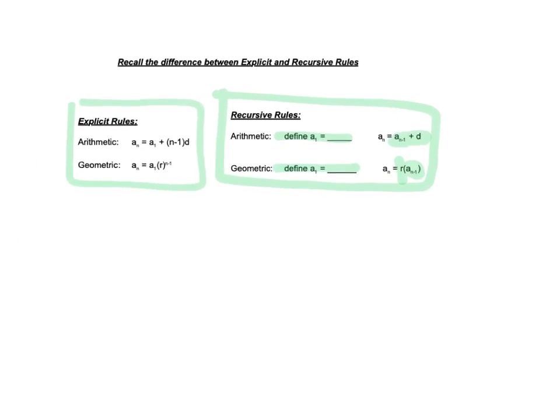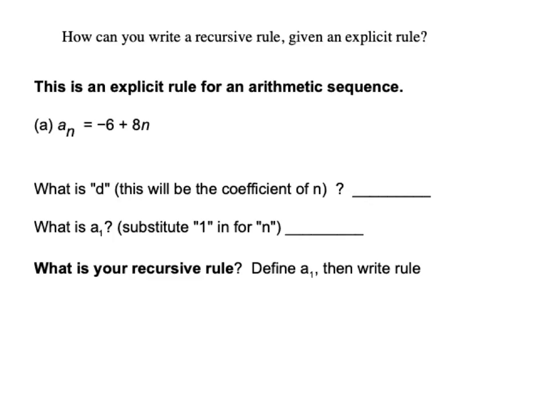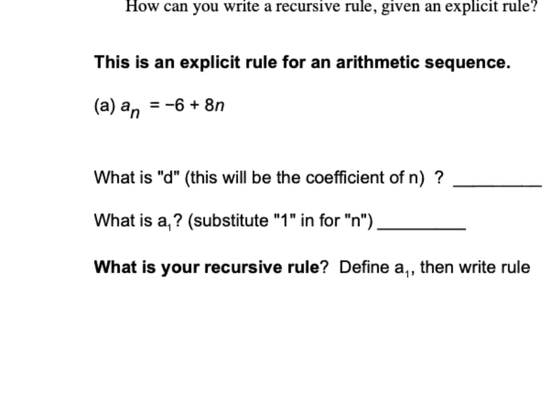So what we're going to work on is going between these 2 rules, going from explicit rule to recursive rule, and from a recursive rule to an explicit rule. So knowing these formulas is going to be very, very helpful. Okay, so I give you an explicit rule: a sub n equals negative 6 plus 8n, and we are going to write a recursive rule. Remember, in order to write a recursive rule, you have to know what your common difference is, and you have to know what your first term is.